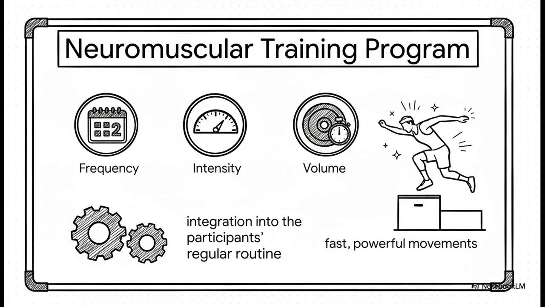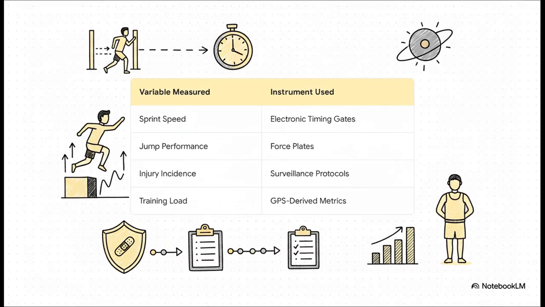It's not enough to just say neuromuscular training. You have to specify the frequency, the intensity, the volume, and exactly how it was integrated into the participants' regular routine. And listen, for every single thing you measure, you have to state the exact instrument you used. You're measuring sprint speed? You better specify that it was with electronic timing gates. Tracking injuries? Name the standardized protocol you used. This direct link between the variable you're measuring and the validated tool you're using, well, it's totally non-negotiable for credibility.